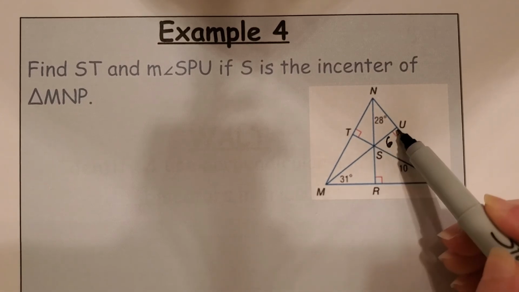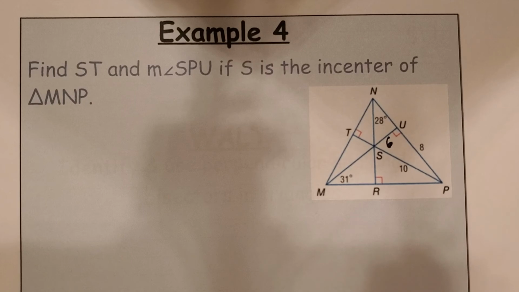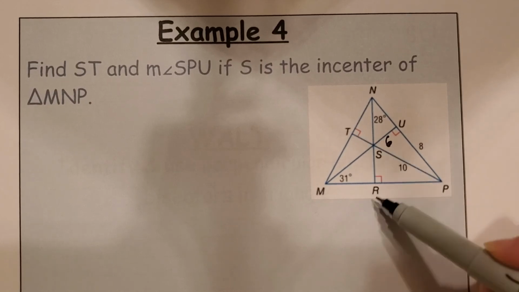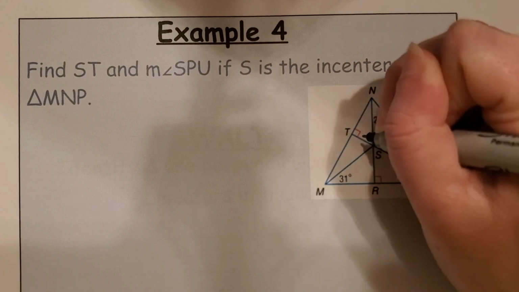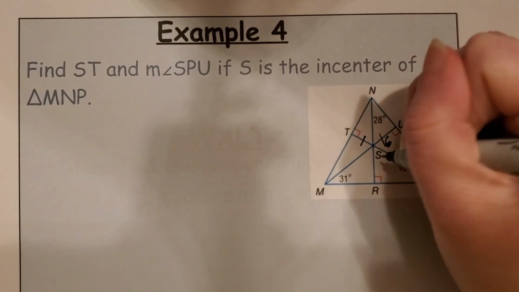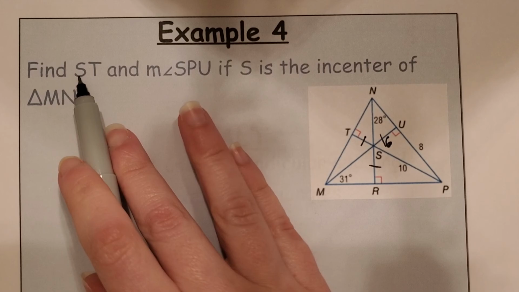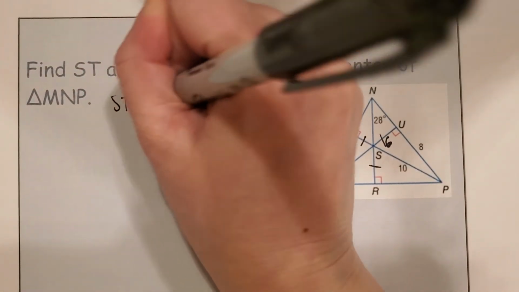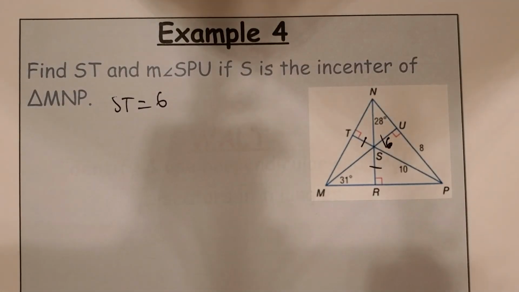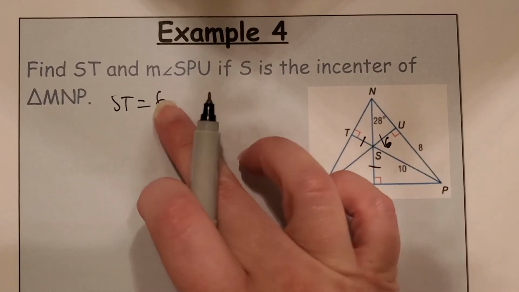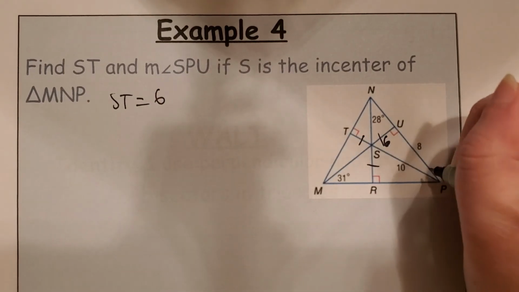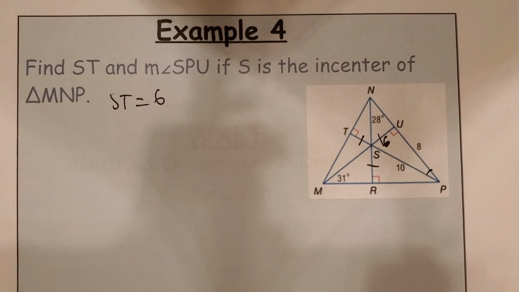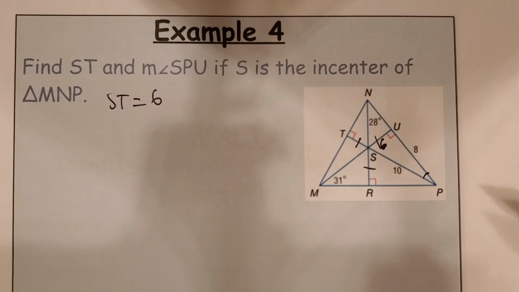SU, the distance from the incenter to this side, is going to be the same from the incenter to every single side. So SU is congruent to ST, which is also congruent to SR. And ST is what we were asked for. So ST is going to be that exact same 6. All right? So what else were we asked for? The measure of angle SPU, which is right here. Again, it's all the way over there, so we're not going to deal with it right away. We're going to deal with the other stuff.